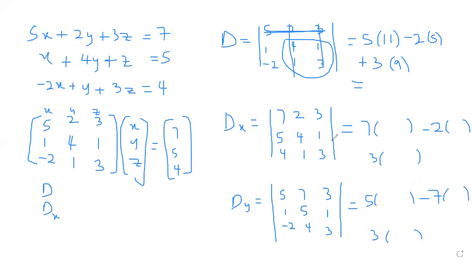Once you pick 7, the minor matrix is 4, 3, which is 12, minus 1, which is 11. Then once you pick 2, the minor matrix will be 5, 3, and then 4 and 1. So that will be 15 minus 4, which will also be 11.